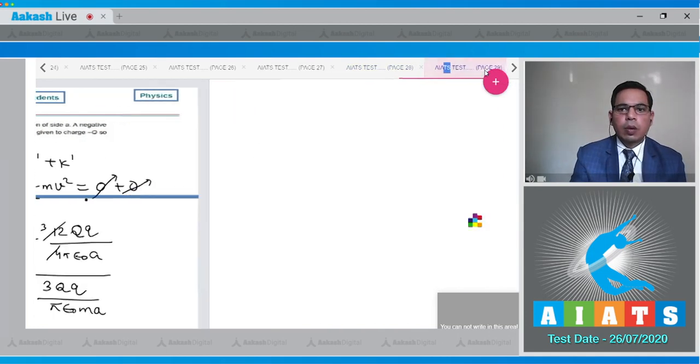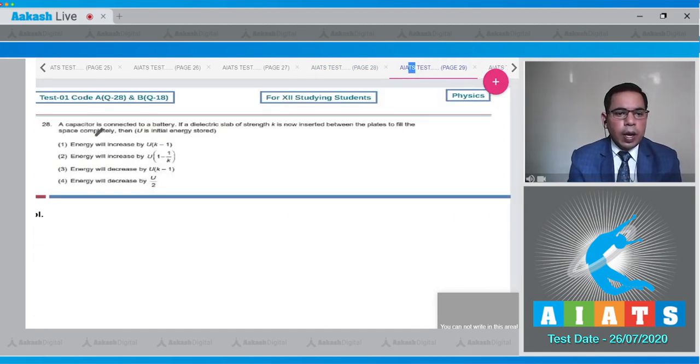Now move to question number 28, which states that a capacitor is connected to a battery. If a dielectric slab of constant K is now inserted between the plates to fill the space completely, and U is the initial energy stored, then the options are: energy will increase by U(K minus 1), energy will increase by U(1 minus 1 by K), energy will decrease by U(K minus 1), energy will decrease by U by 2.